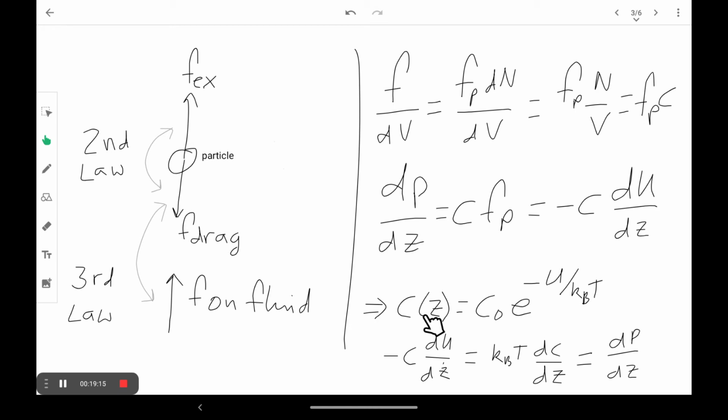Their centers, at least, cannot get to the wall because their edges bounce off of it. But far, far away, when z is huge, well, this is pretty much 0, and e to the 0 is 1, and I'm left with whatever concentration is far, far away.